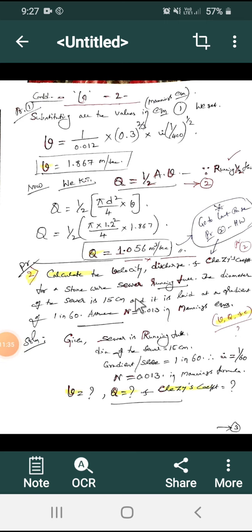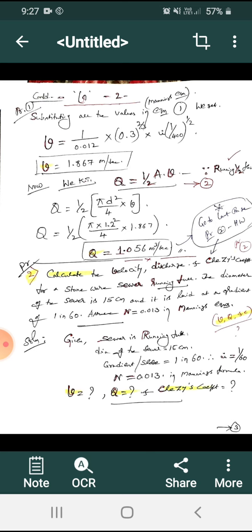Now, let us start with the second problem. Okay, how to solve this problem? Let us start. See, what is this problem? What are the parameters that are given to determine those values? Okay. Now, read out this problem.